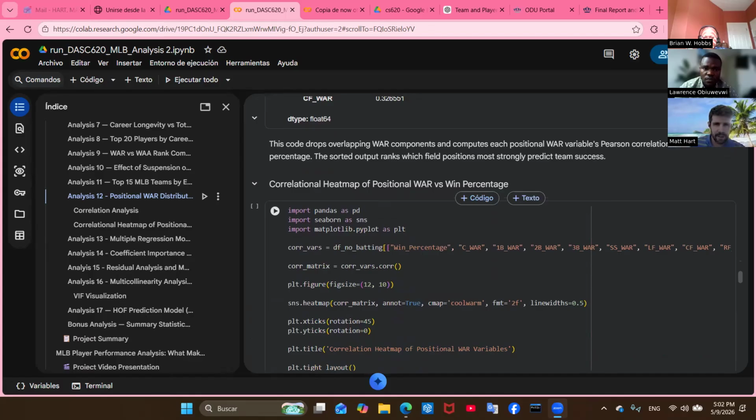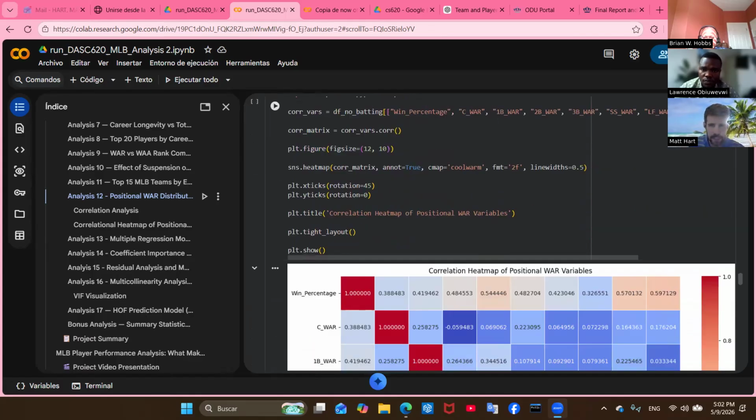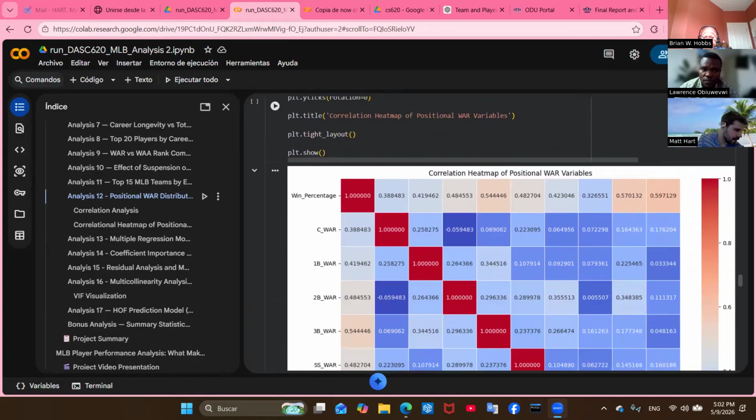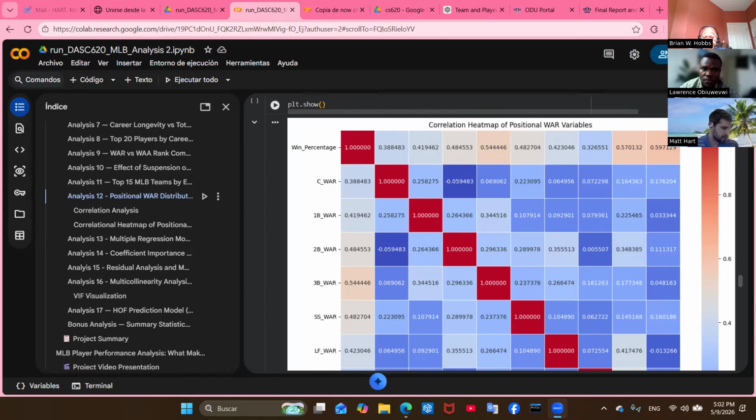And here we have the heat map visualization of our findings. Basically, it confirms the strong positive relationships between the positional WAR variables and winning percentage, more specifically the right field, pitching, and third base. Most of the relationships stayed weak to moderate, suggesting that multicollinearity would likely not be a problem and would remain manageable in regression analysis.